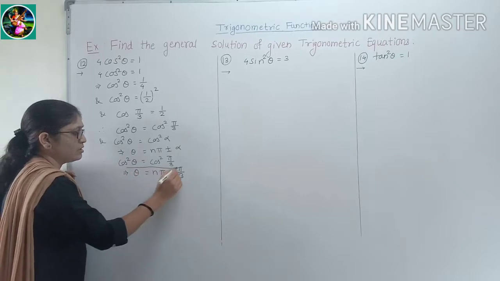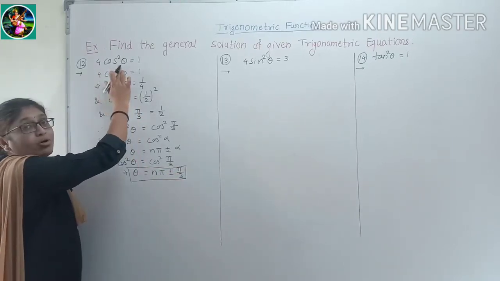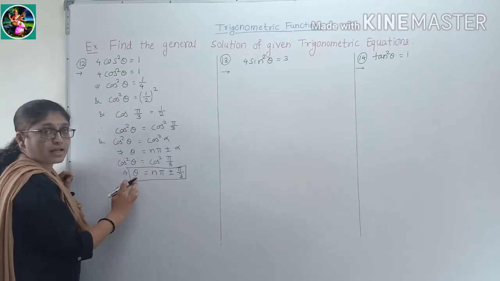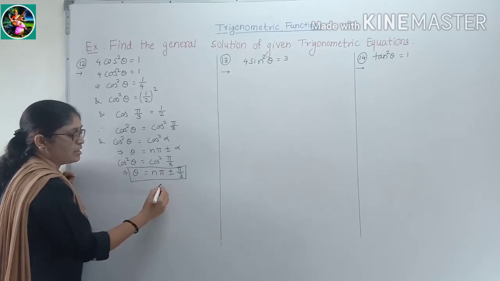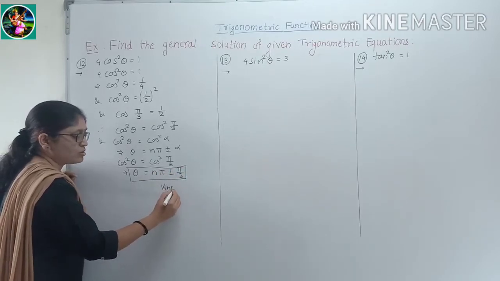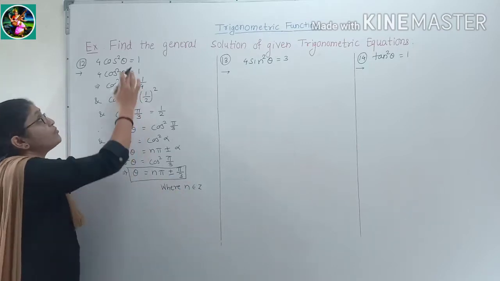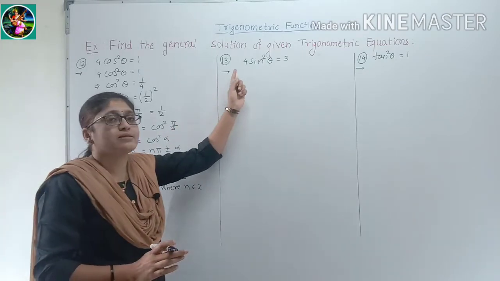Hence, we get the solution for given trigonometric equation 4 cos square theta is equal to 1 implies theta is equal to n pi plus or minus pi by 3, where n belongs to z. This is the required general solution for given trigonometric equation. Now we take another example.